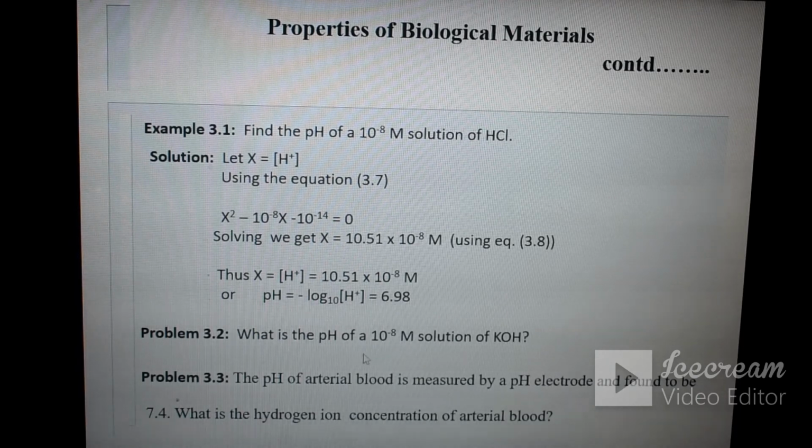Similarly, you solve these equations. What is the pH of a 10 to the power minus 8 mole solution of potassium hydroxide? It is this, but here it was acid. Similarly, you solve problem 3.3. The pH of arterial blood is measured by a pH electrode and found to be 7.4. What is the hydrogen ion concentration of arterial blood?